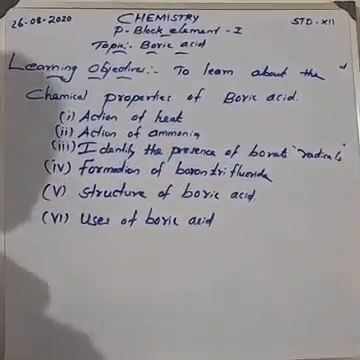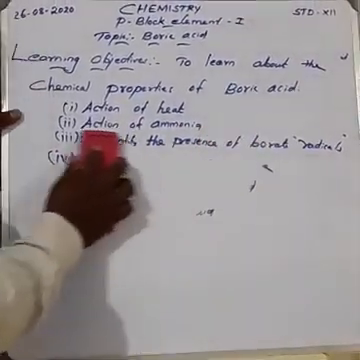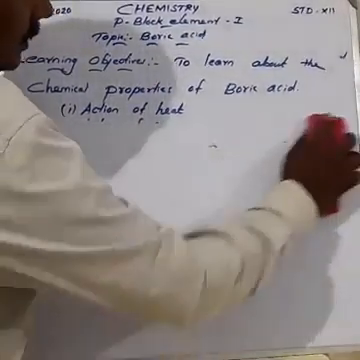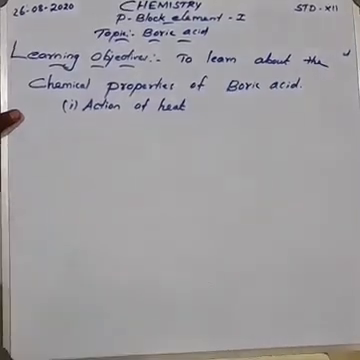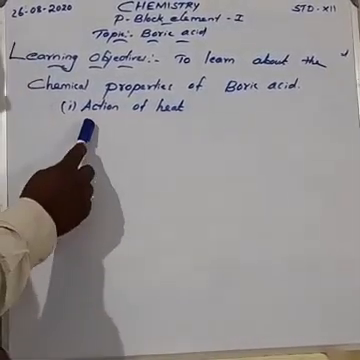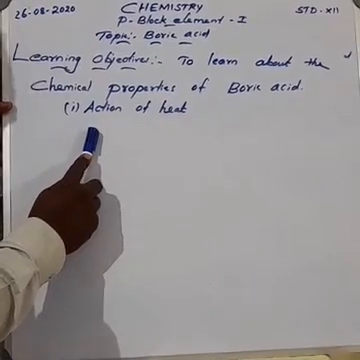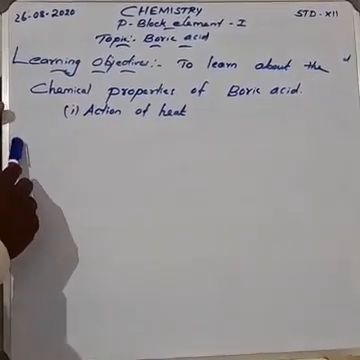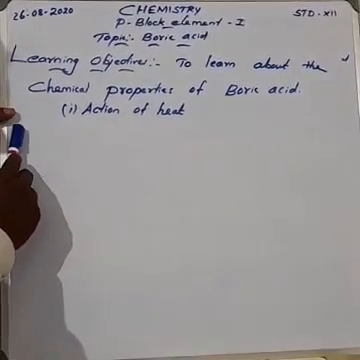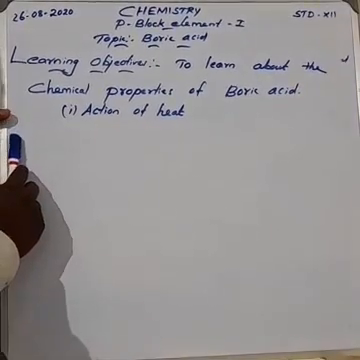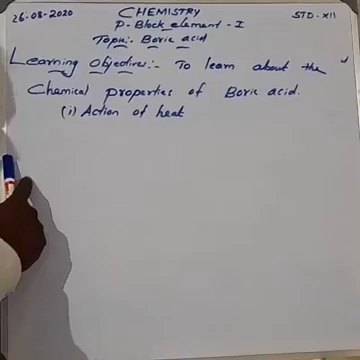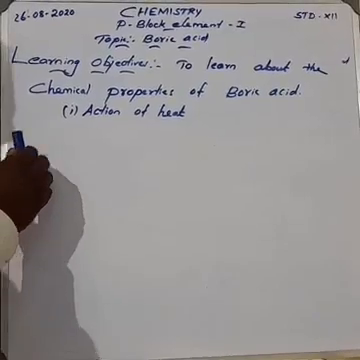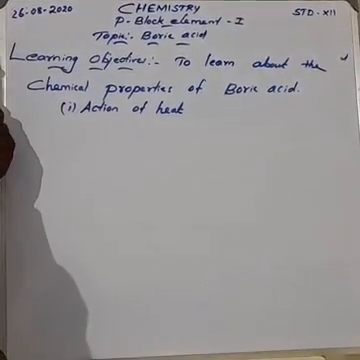The first one, action of heat. Boric acid on heating, we get metaboric acid. This metaboric acid on heating, we get tetraboric acid. This tetraboric acid on heating, we get boric anhydride, otherwise boron trioxide. These are the products obtained. The first one, boric acid on heating, we get metaboric acid. The temperature is 373 Kelvin.